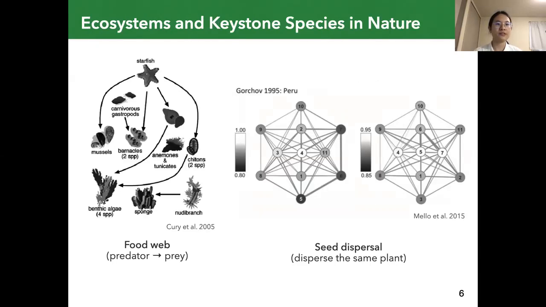In nature, keystone species have been studied in many different ecosystems with different types of ecological relationships. For example, food web. Food web has a relationship that species are linked by prey-predator relationship, and seed dispersal, in which 2 species are linked if they disperse the same plant species.